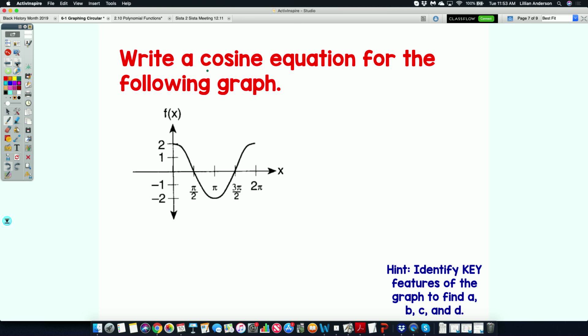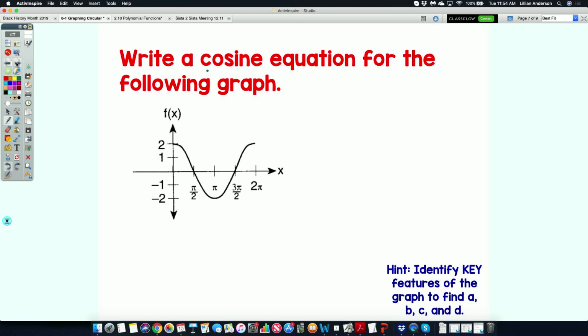All right, let's do it from the graph. Now your homework is more of these though. This is what you would have had in Khan Academy as well. The hint that I give you is you need to identify key features of the graph to find A, B, C, and D. When you're doing it from the graph, you have to identify key features and fill in those values. So we're going to do 2 together, and you guys are going to do 1 on your desk, okay?